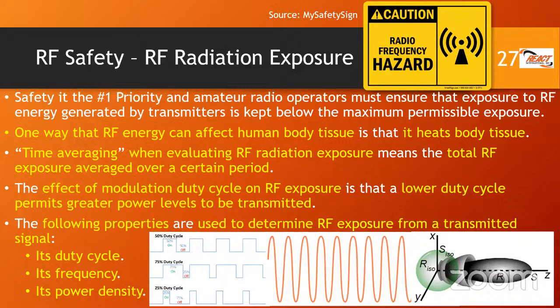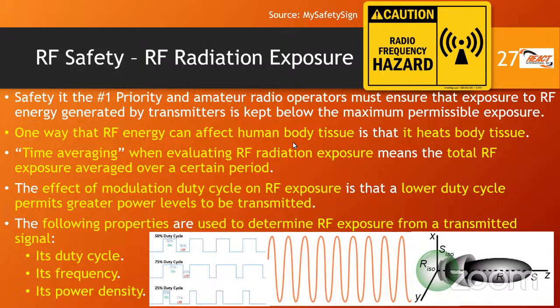So time averaging is one of the techniques that we use when we evaluate our radio frequency radiation exposure. What you do is take the total radio frequency exposure, but average it over a period. That is called time averaging. And that's a definition that we need to learn for the exam. So time averaging, when evaluating RF radiation exposure, means the total RF exposure averaged over a certain period. You need to learn that definition for the exam because you will get it as a question.